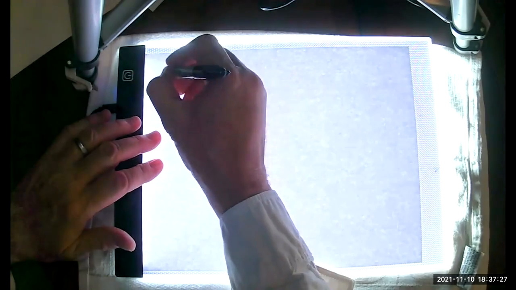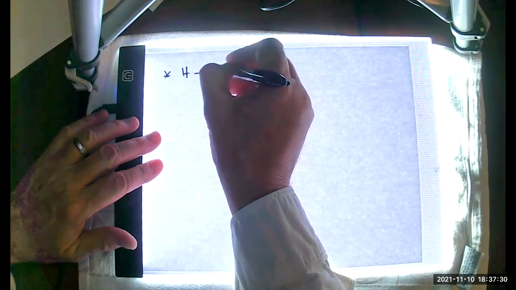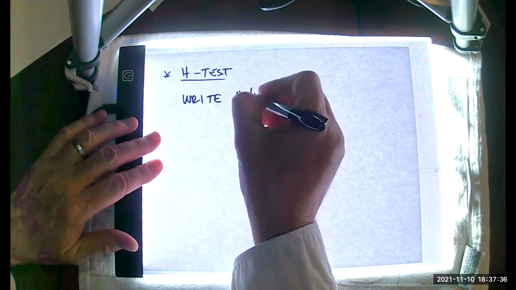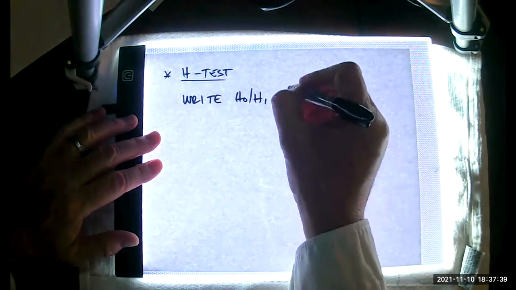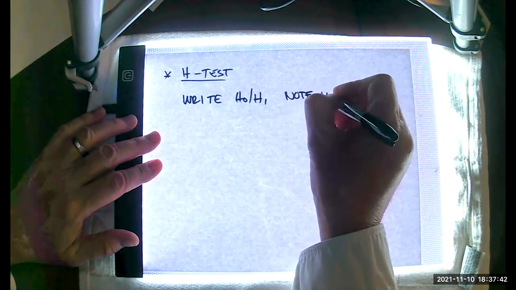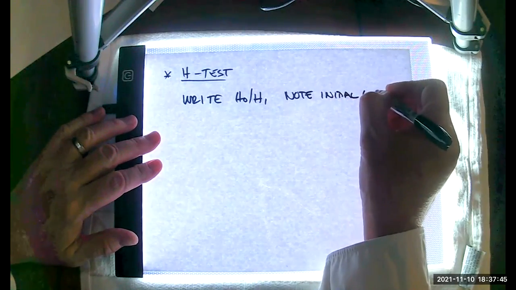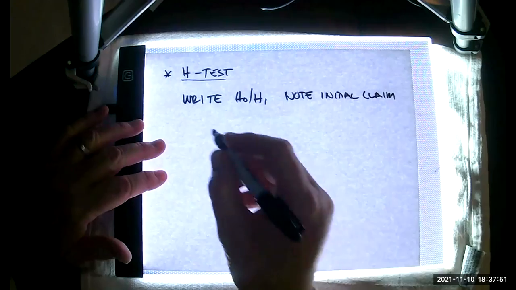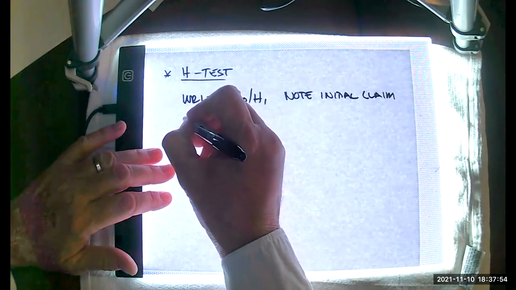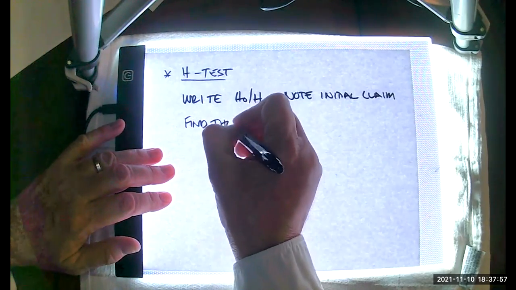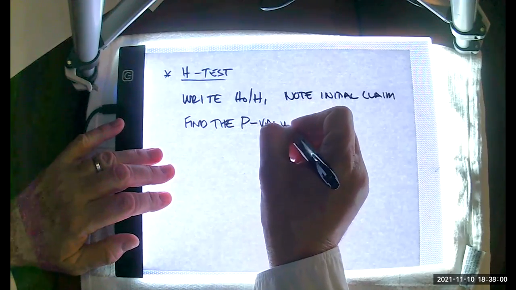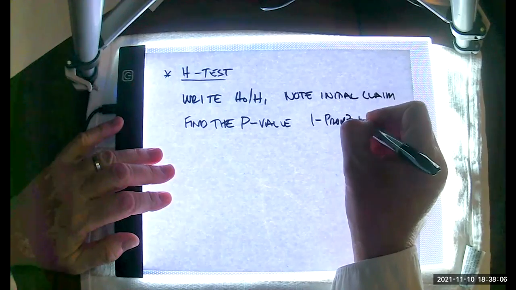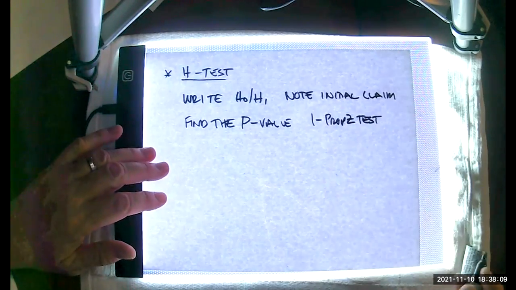But the first step for our hypothesis test is to write the null and the alternative hypothesis. And we'll need to note the initial claim, because I'll need to address that at the very end of the process. That's the first step. The second step is to find the p-value. And that's where I'll use the one prop Z test to do that.